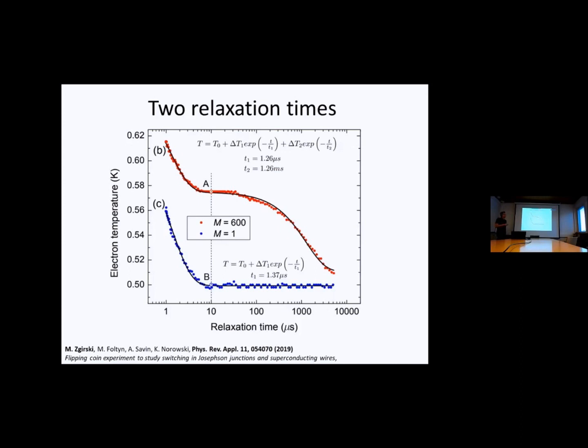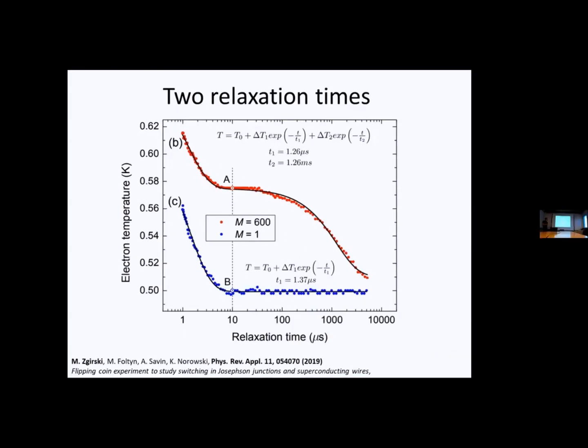So this is again time for electrons to equilibrate with phonons, with local phonons in the nanostructures. But these phonons are locally overheated, and then it takes them a lot of time really to come back to the equilibrium. So now the relaxation time is here 1 millisecond.